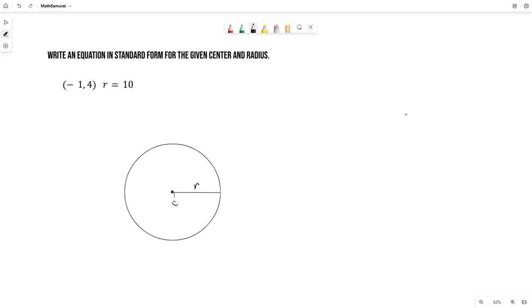Circle is pretty straightforward, but we're not going to go into the basics of circles today. What we're going to do is talk about, if I know how long R is, which in this case is 10, and I know where the circle is, then how do I write an equation for it? So first, before we even cover that, let's talk about what they mean by standard form.